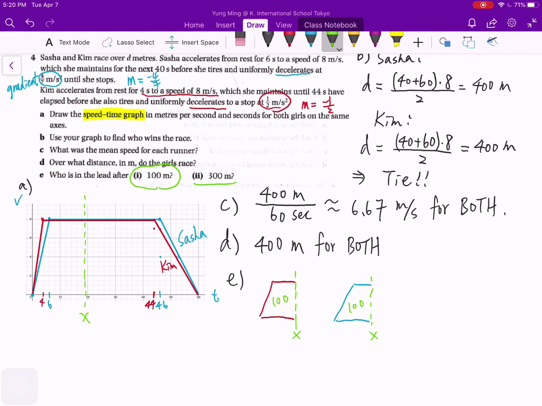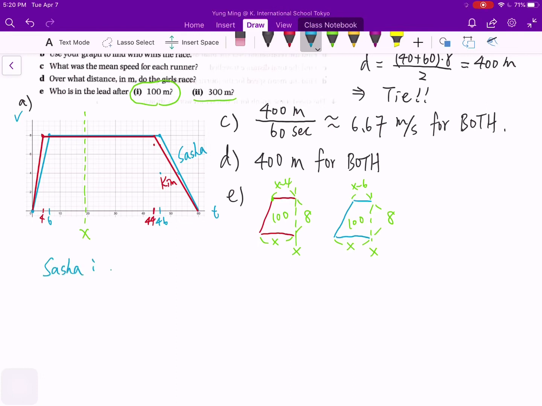So let's figure out the dimensions over here. The top base is, because we're turning at 4, right? So that means the top base is x minus 4. The bottom base is x. The height is 8. Here the top base is x minus 6, it's narrower. The bottom base is x, the height is equal to 8. We can use that to solve for our distance. So for Sasha, the area under the curve is top base x minus 6 plus bottom base x, multiplied by 8 divided by 2. Not pretty complicated actually. We end up getting 2x minus 6 multiplied by 4, and we want that to be equal to 100, right?